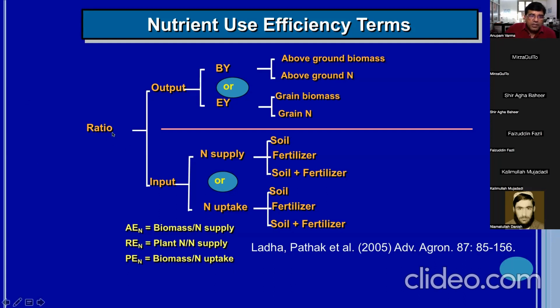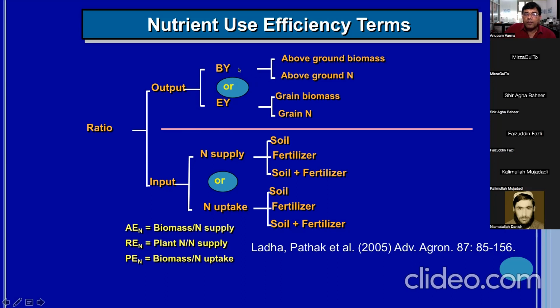So now you see, this is a ratio actually. The nutrient use efficiency is a ratio of output to input. So you can see output divided by input. So now let us concentrate. We can represent output in several ways. One output can be biological yield. Just biological yield we can take as an output, or we can take economic yield as an output. We can take either of these.